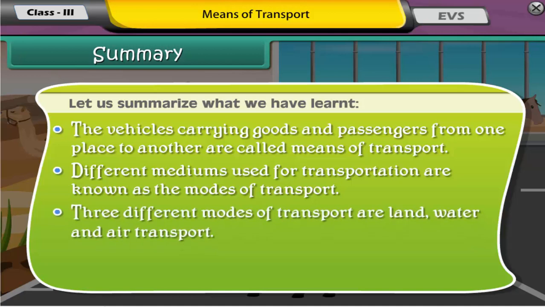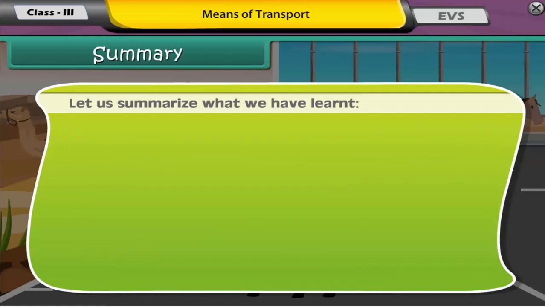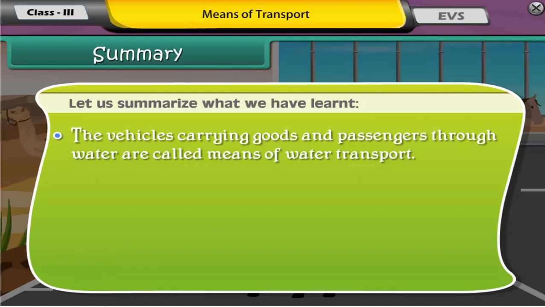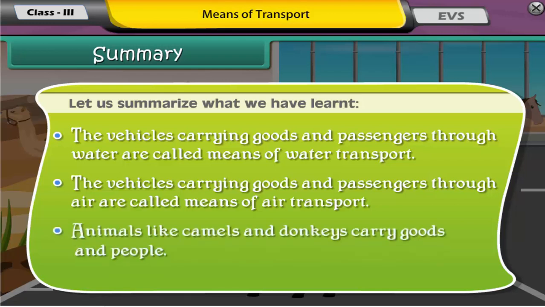Three different modes of transport are land, water, and air transport. The vehicles carrying goods and passengers through land are called means of land transport. The vehicles carrying goods and passengers through water are called means of water transport. The vehicles carrying goods and passengers through air are called means of air transport. Animals like camels and donkeys carry goods and people.